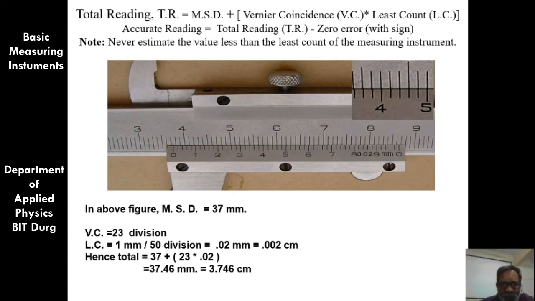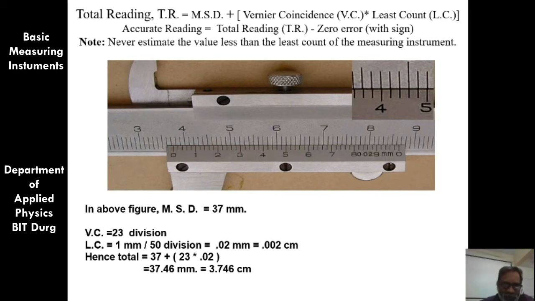Similarly, you go on matching the divisions. Here the 0 division is not matching, 1, 2, not even 5th, not even 10th, not even 15th, not even 20th. See, after that you find that certain divisions are actually coincident with divisions on the main scale. So here you can see this is the 5 division, 10 division, 15 division, 20 division, 21, 22 and the 23rd division is exactly coincident with this line. So 23 is the reading of the vernier scale.